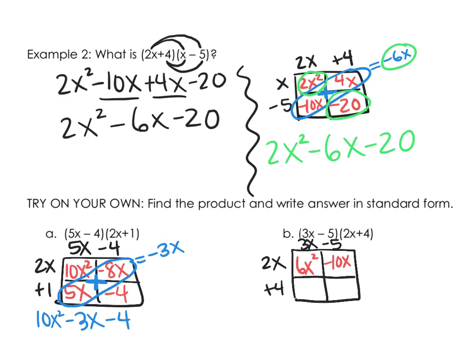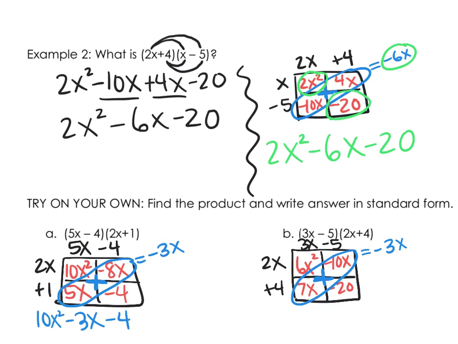3x times 4 is a 12x. And negative 5 times 4 is negative 20. Now that I have everybody in there, I'm going to add my like terms, which are 12x and negative 10x. So 12x minus 10x would be 2x.